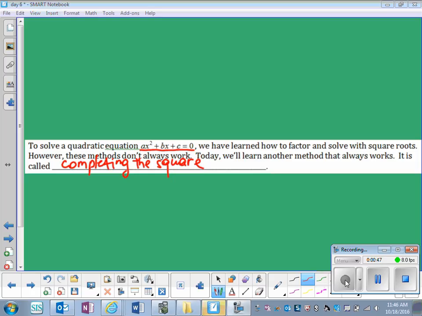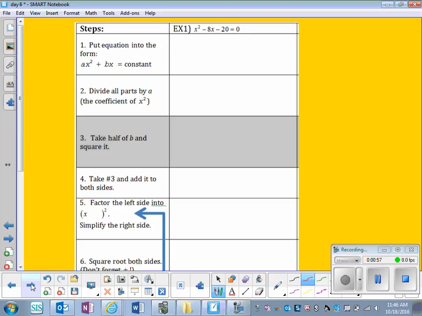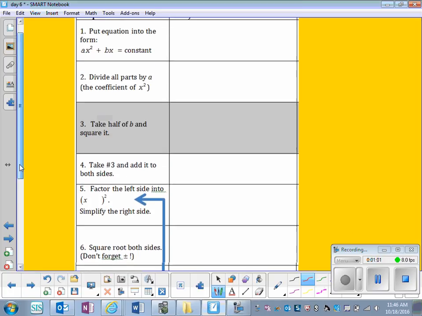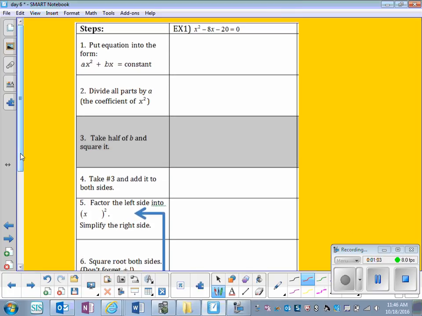And the good thing about this method is that it works all the time. Every single time you have a quadratic equation, this method will work. So pay attention. There are eight steps involved when we use this method to solve a quadratic equation. So we'll look at the first example and go through all the steps.